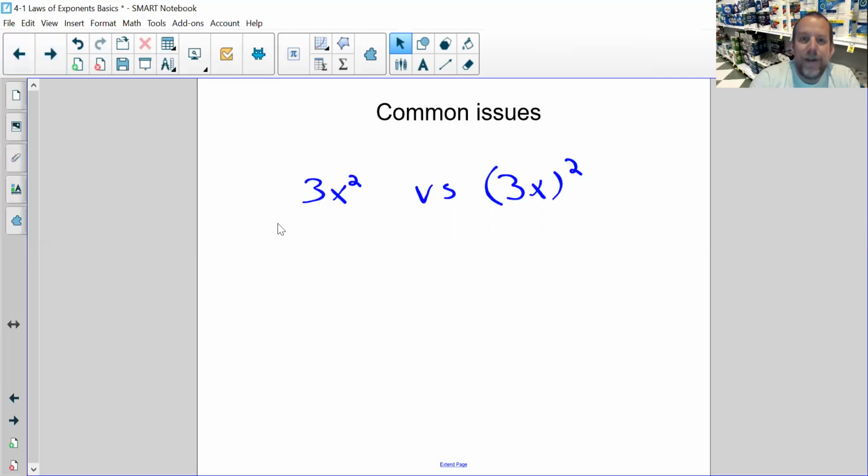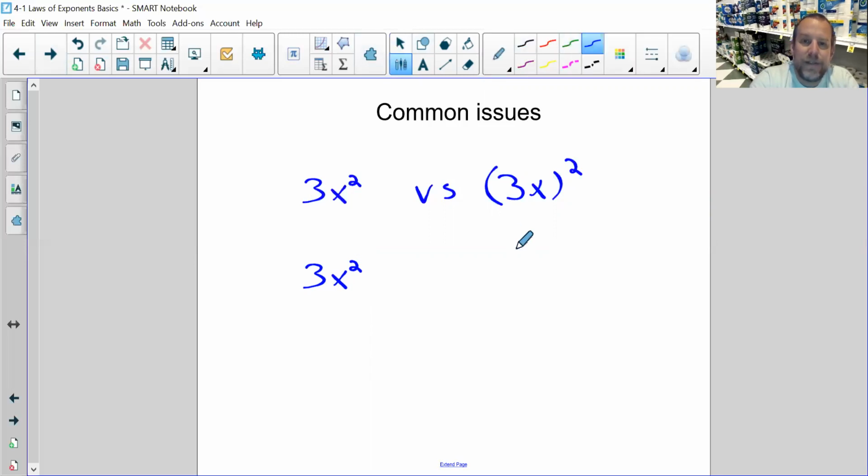And so 3x squared, we say what's that equal to? Well, 3x squared is equal to 3x squared. There's nothing you can do with that. You're not squaring the 3 and the x in this one. So 3x squared is just that. In this case, because we've got parentheses, the answer is going to be 3 squared, which is 9, and x squared.